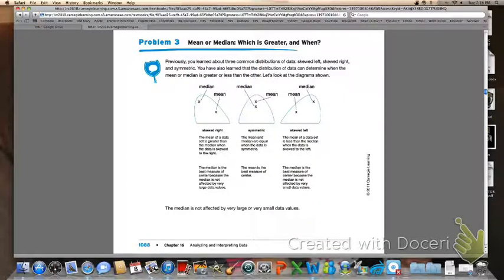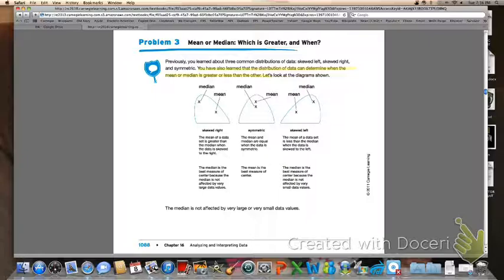The next part of the directions says, you have also learned that the distribution of data can determine when the mean or median is greater or less than the other. Now, those are some of the problems that we have previously skipped over and we will refer back to. I want to do that after we look at these diagrams that they have laid out for you. So let's take a look at these 3 diagrams underneath for skewed right, symmetric, and skewed left.